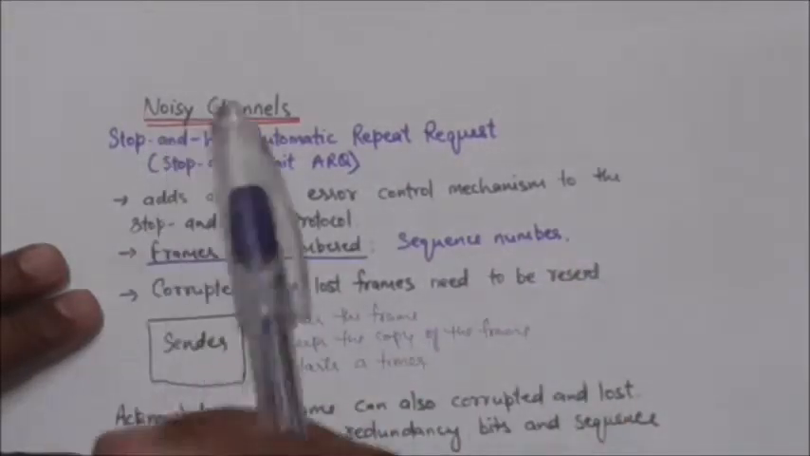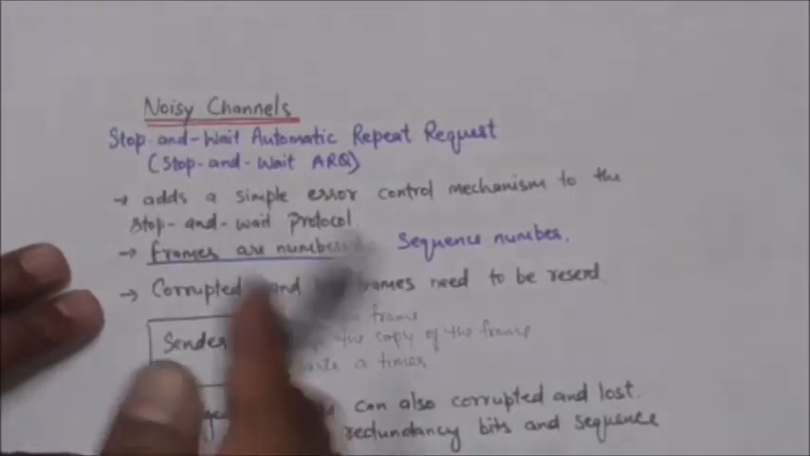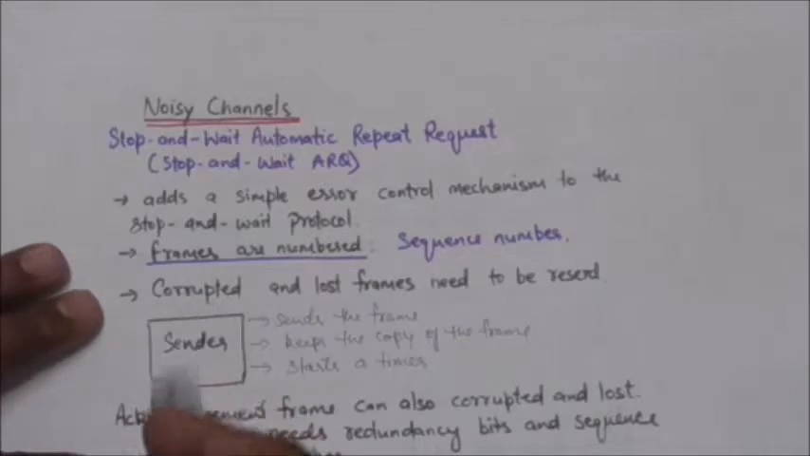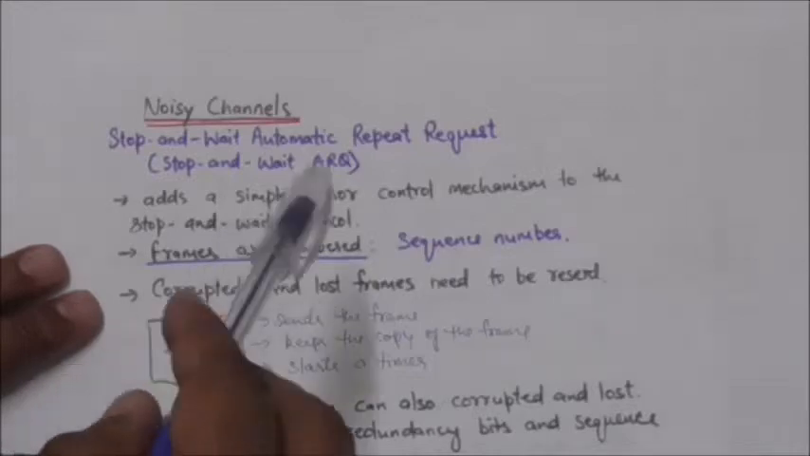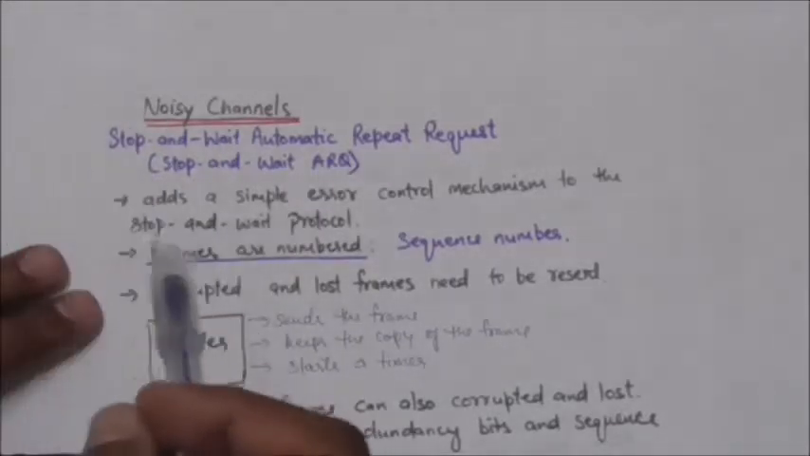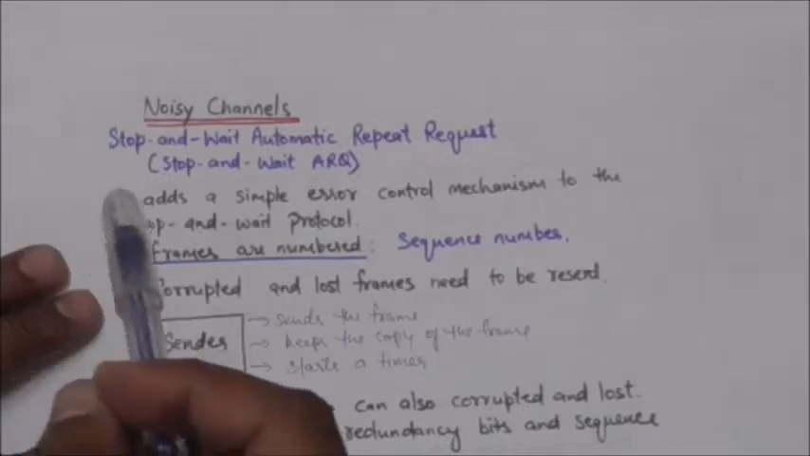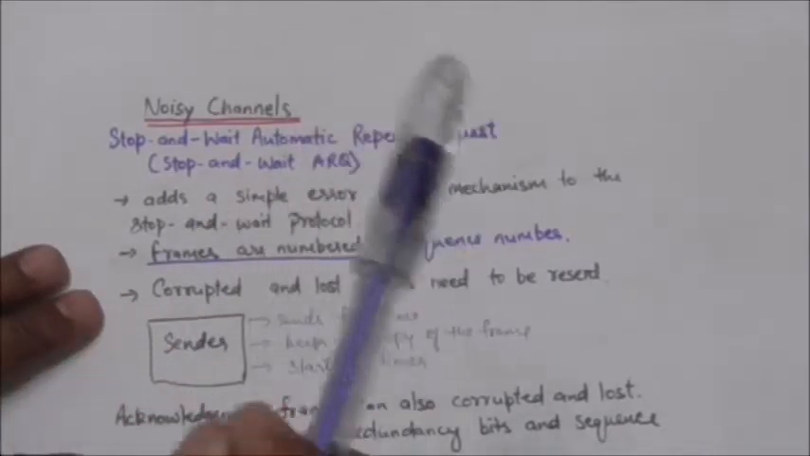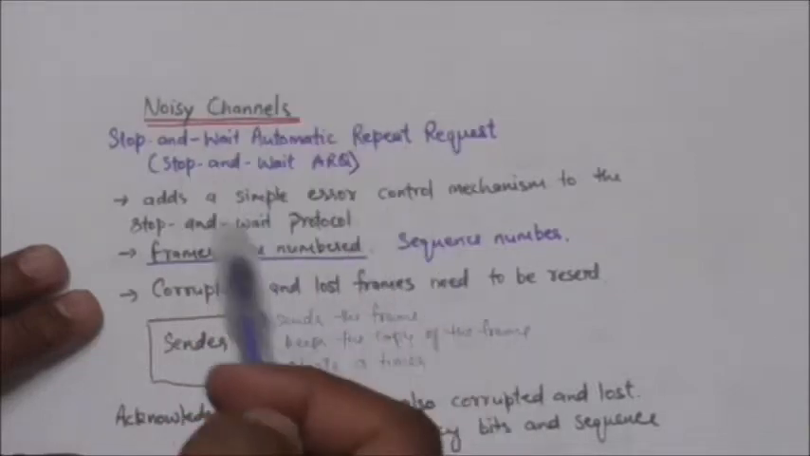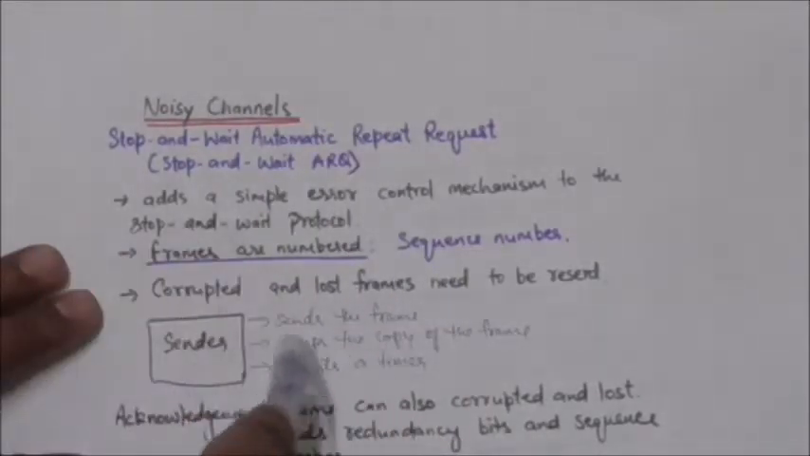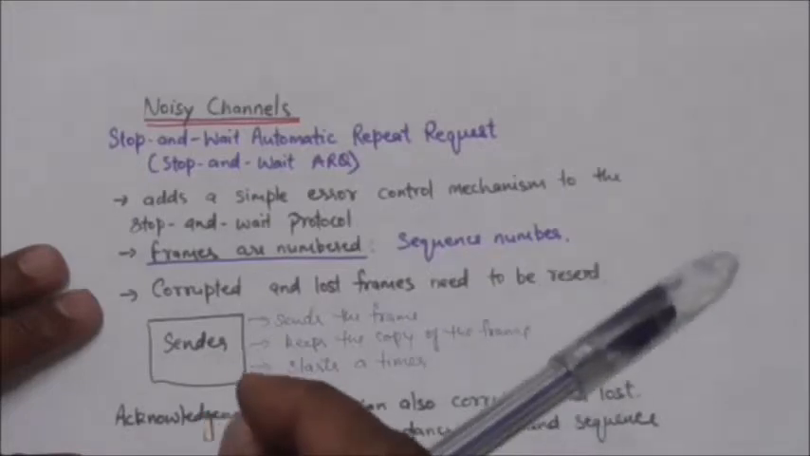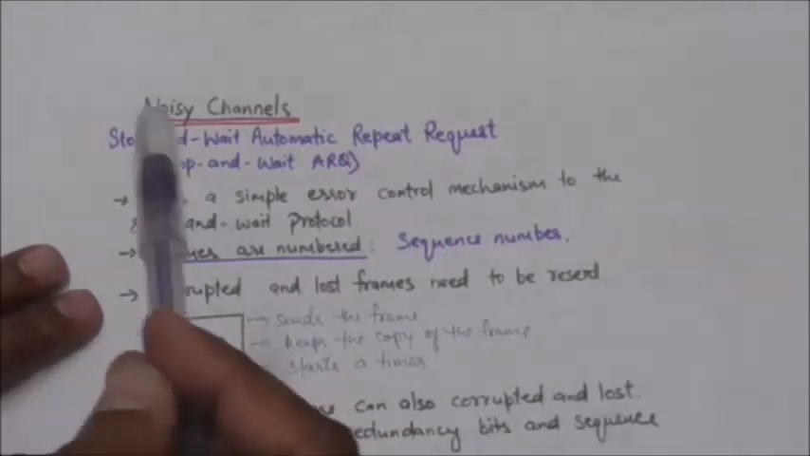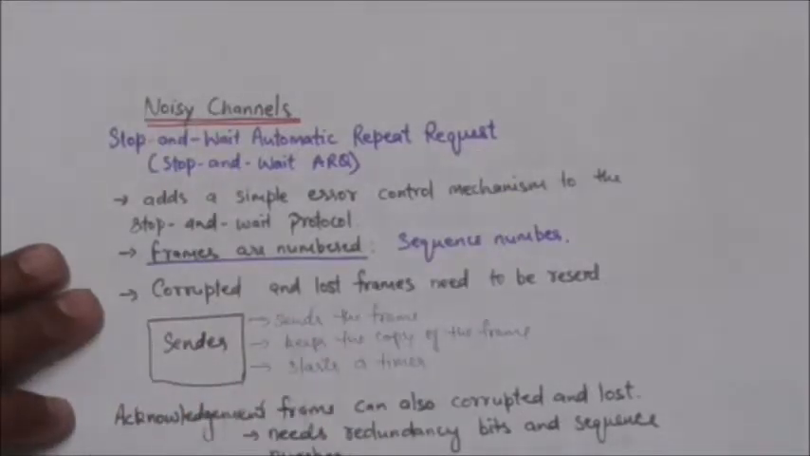Again, the corrupted and lost frames need to be resent. So when the sender sends a frame, it keeps a copy of the sent frame until it receives an acknowledgement for that frame. At the same time, the sender starts a timer. If the timer expires and there is no acknowledgement for the sent frame, then the frame is resent, its copy is held and the timer is restarted.